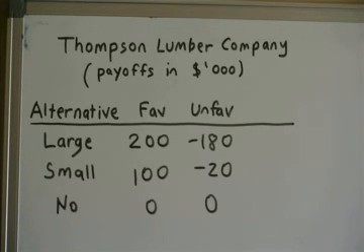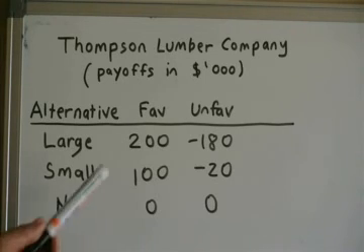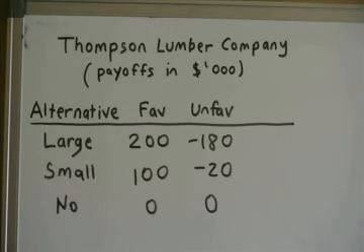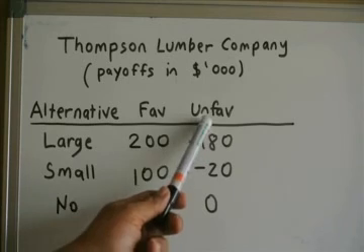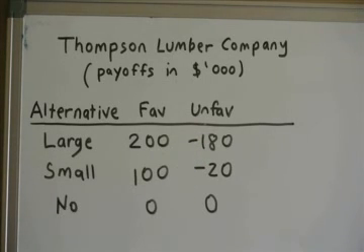So to manufacture, they have 3 choices: either to build a large factory or a large plant, a small factory or small plant, or no factory or no plant at all. And then after manufacturing, they want to market their product. So the market can either be favorable, I mean the demand is high, or unfavorable, when the demand is low.